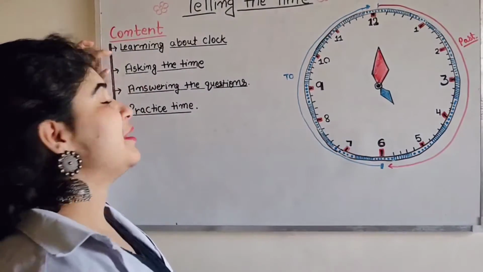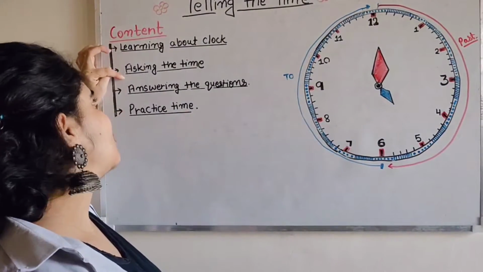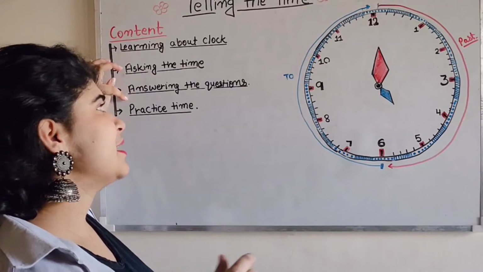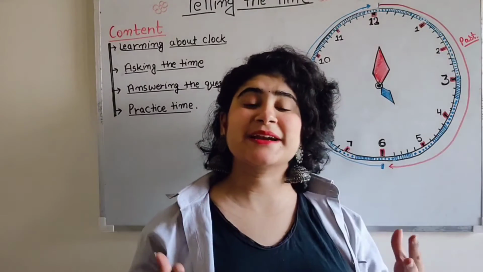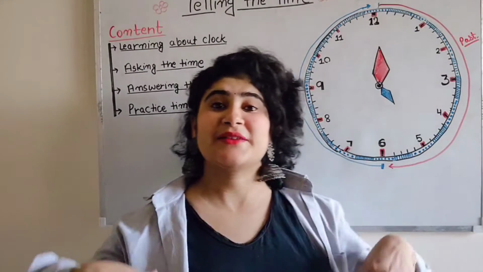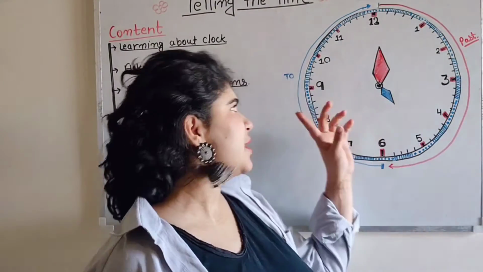Number 1, we will learn about the clock. Number 2, asking the time. Number 3, answering the question. And number 4, practice time. So let's get started with our first content that will help us to know more about the clock.